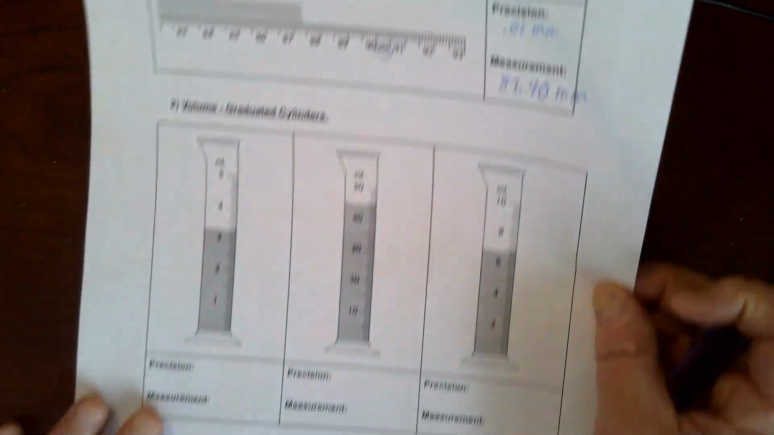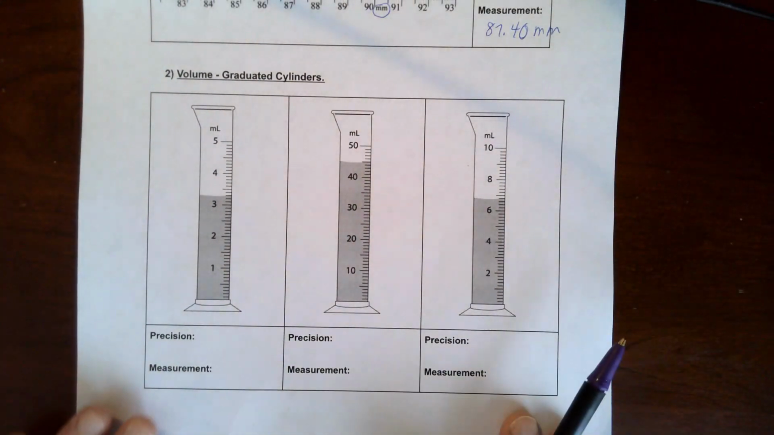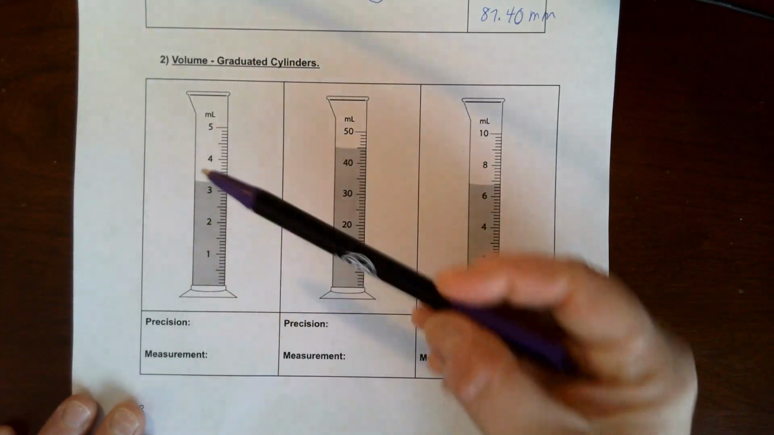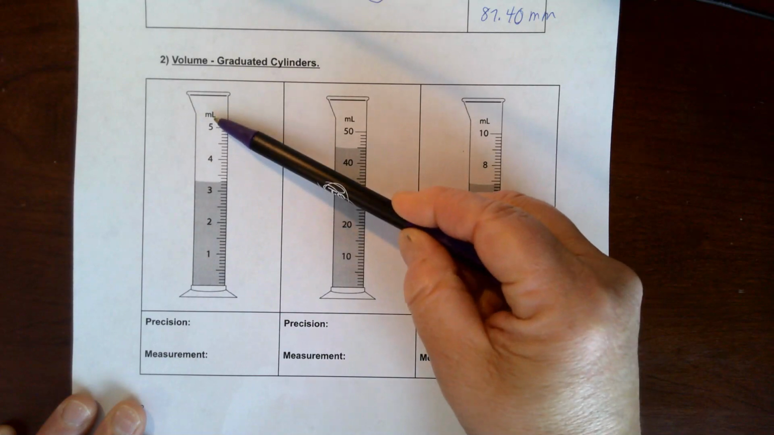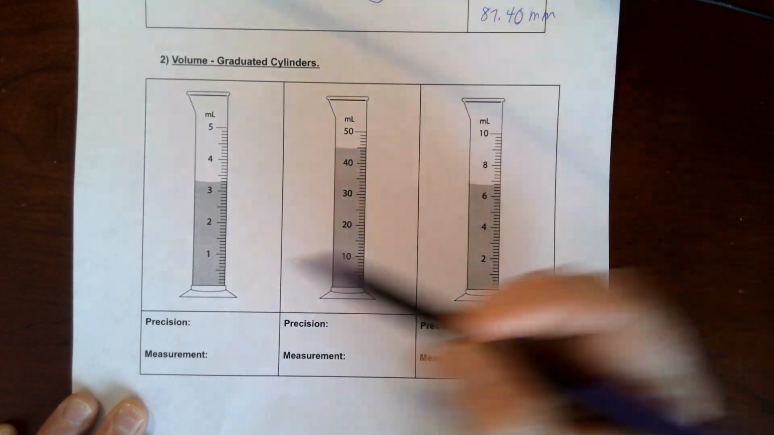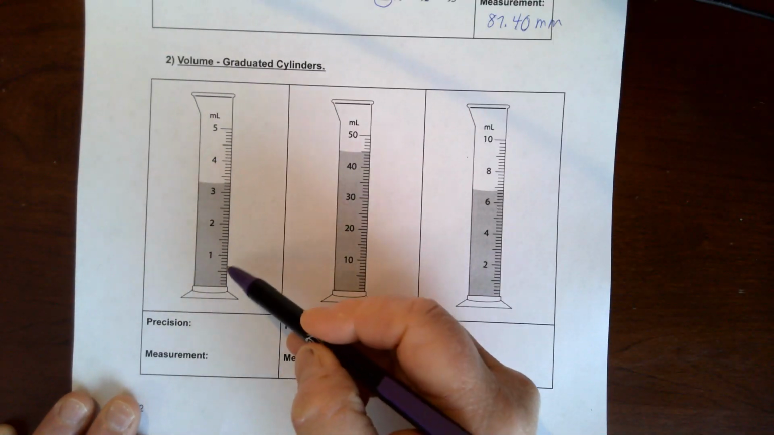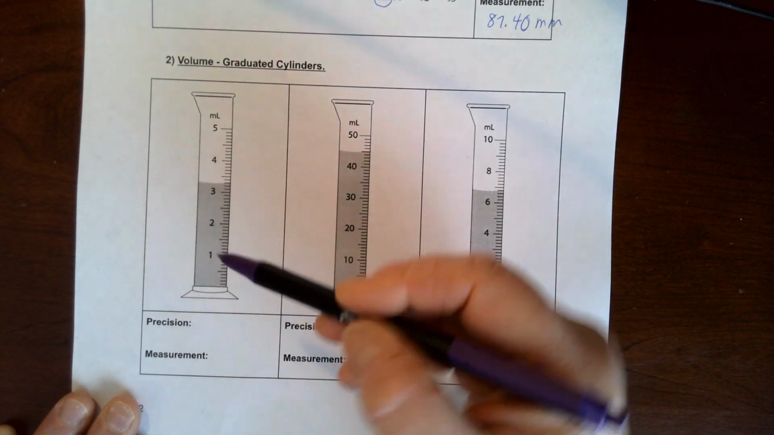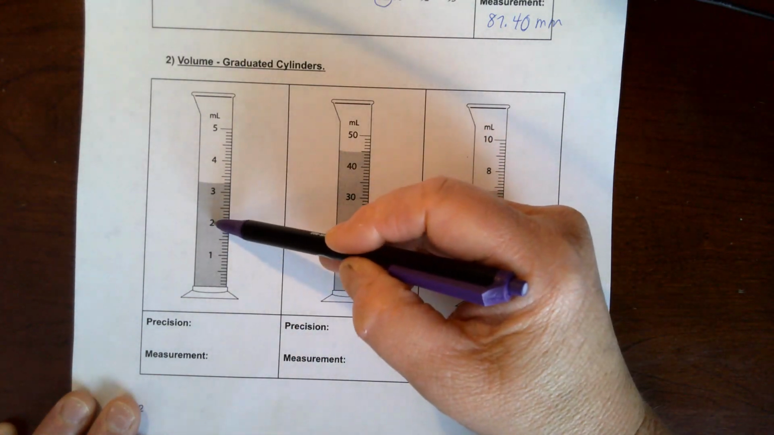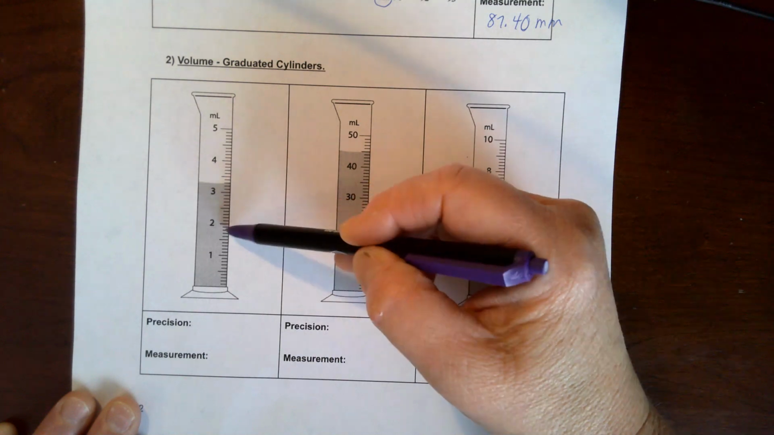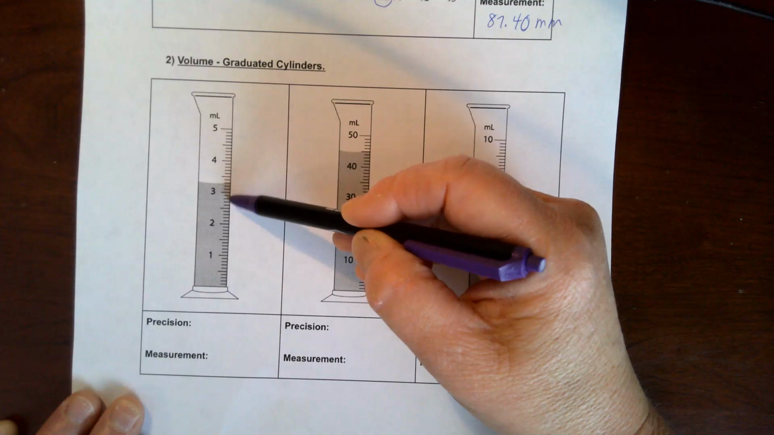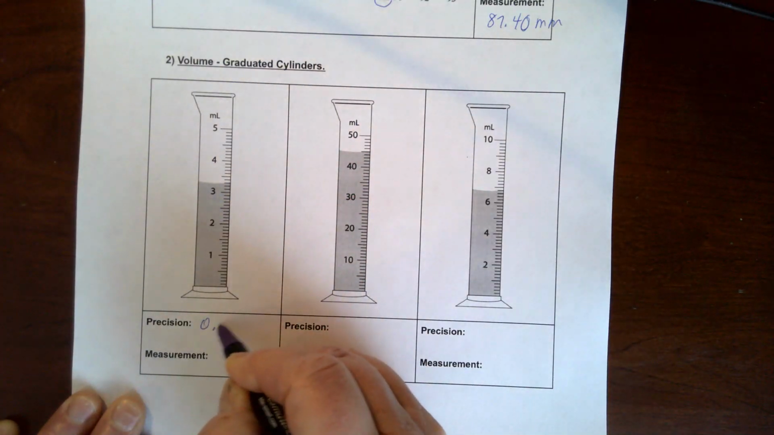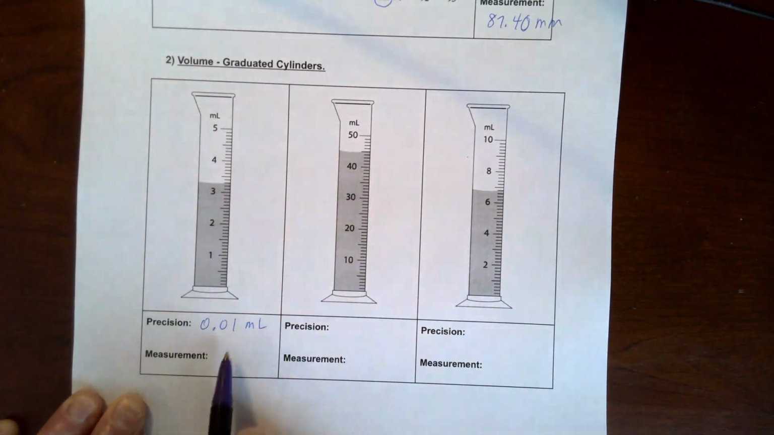Let's take a look at volume in graduated cylinders. Notice here that the volume increments go up from 1, 2, 3, 4, 5. The numbers go up as you go up. What we need to do, again, is inspect the scale to see what your smallest interval is. If this from 2 to 3 is 1 milliliter, then these increments are each a tenth of a milliliter. So that means our precision is going to be to the nearest hundredths of a milliliter. That's how far we have to report our measurement.